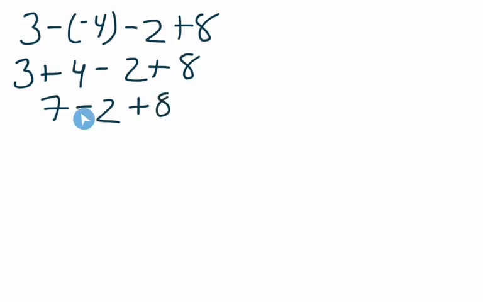Okay, now you could just go like 7 minus 2 is 5. That's fine, but that defeats the point of this lesson. We don't want to defeat the point of the lesson. So we are going to add the opposite. So we'll have 7 add, well, what's the opposite of 2? The opposite of 2 is negative 2.